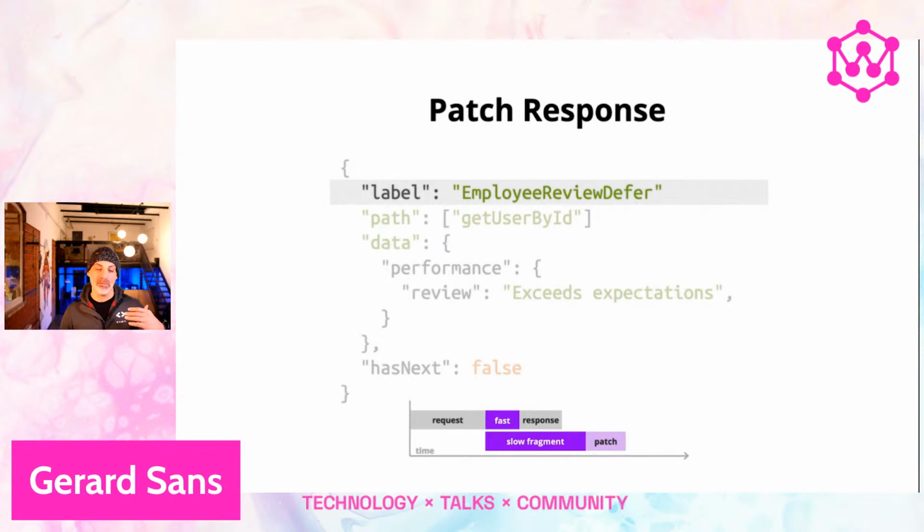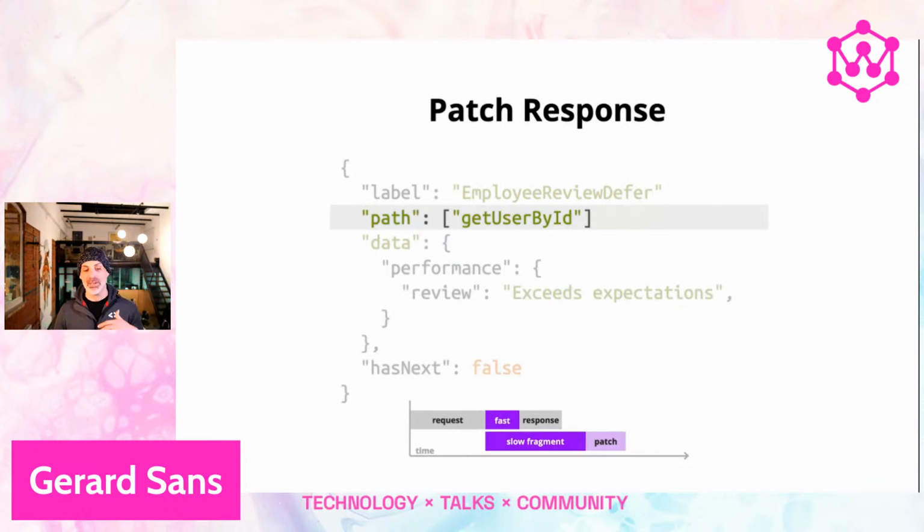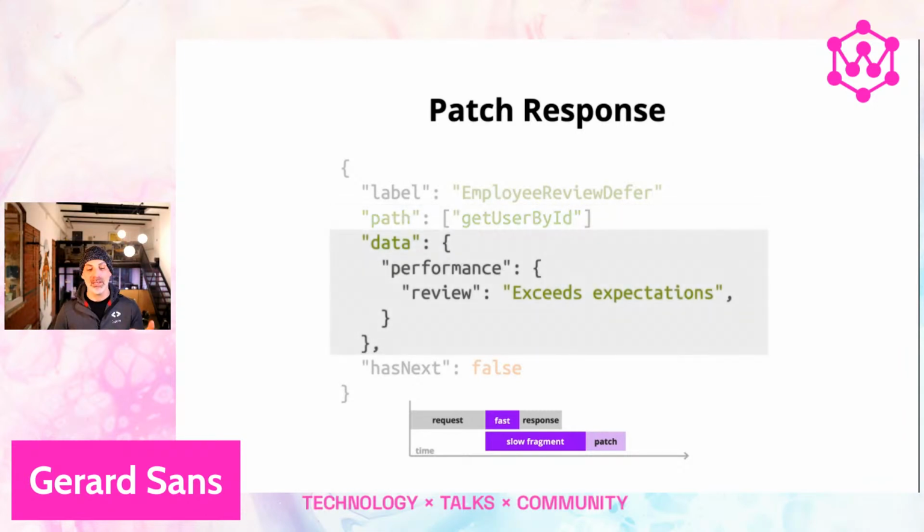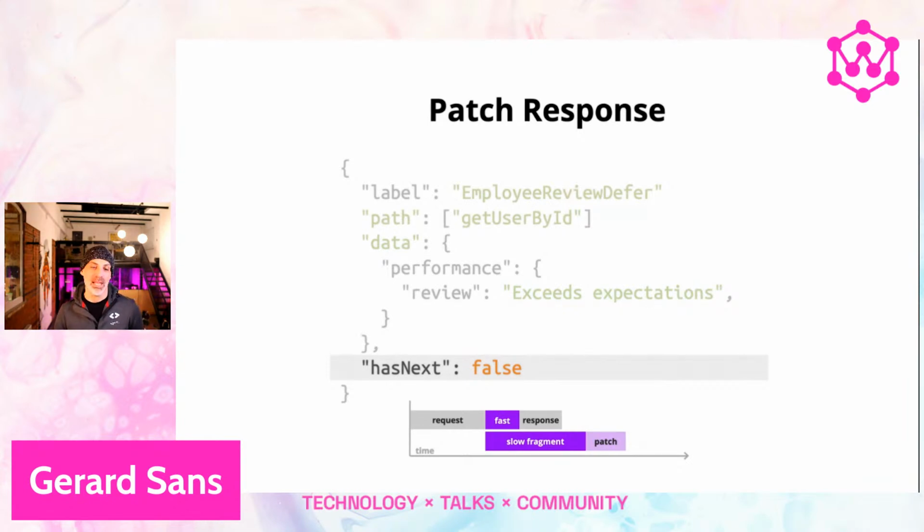And then we will get a patch. The first field will be the label. That will be the identifier. Then we get a path that will be where we will add the information from this patch. In our case, that will be the getUserById query. And then we get the information from that patch. In this case, we get the review. That will be sometime later. And we also get the information of hasNext: false. So now we know that this will be the last patch.